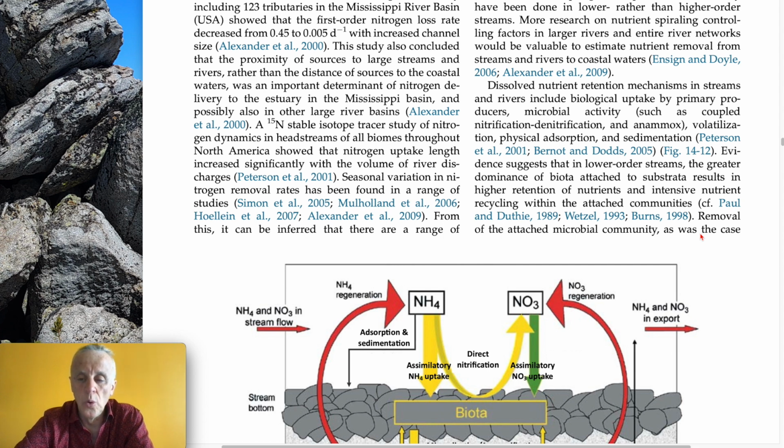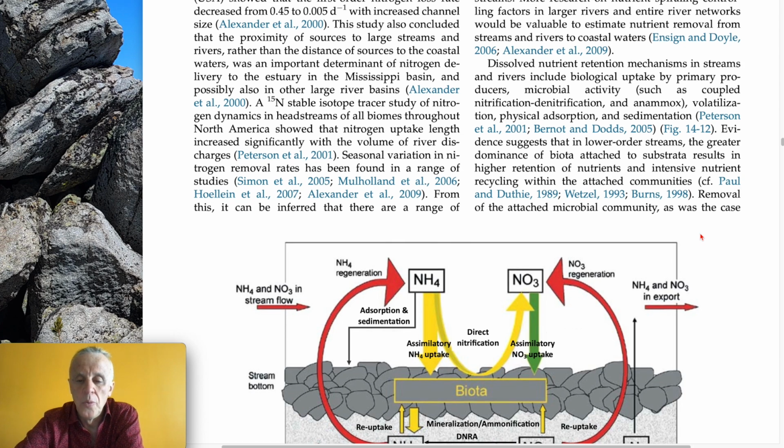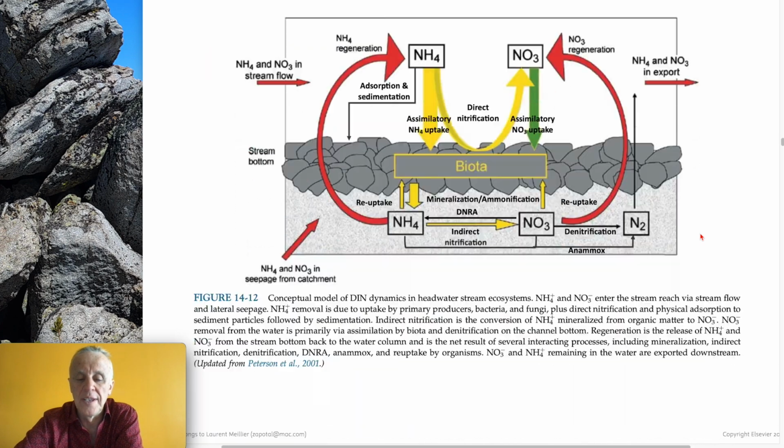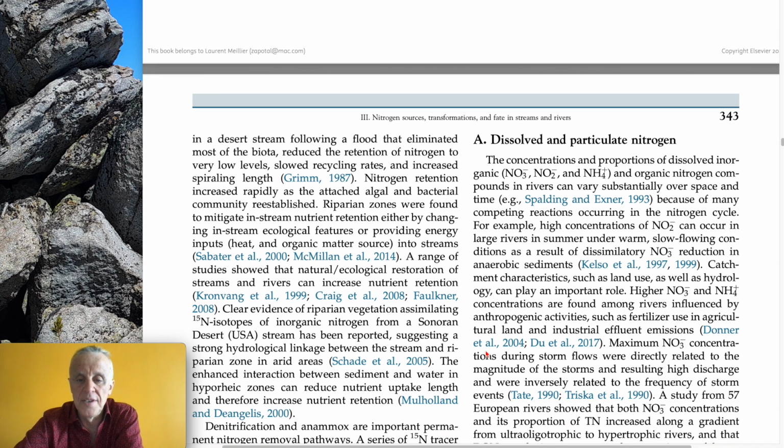Evidence suggests that in lower order streams, the greater dominance of biota attached to substrata results in higher retention of nutrients and intensive nutrient recycling within the attached communities. Removal of the attached microbial communities, as was the case in a desert stream following a flood that eliminated most of the biota, reduced the retention of nitrogen to very low levels, slowed recycling rates, and increased spiraling length. Nitrogen retention increased rapidly as the attached algal and bacterial community re-established.